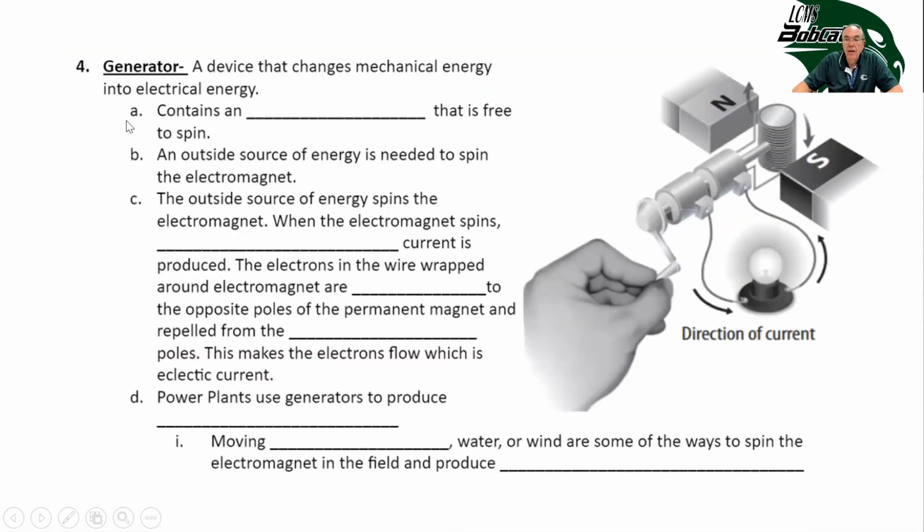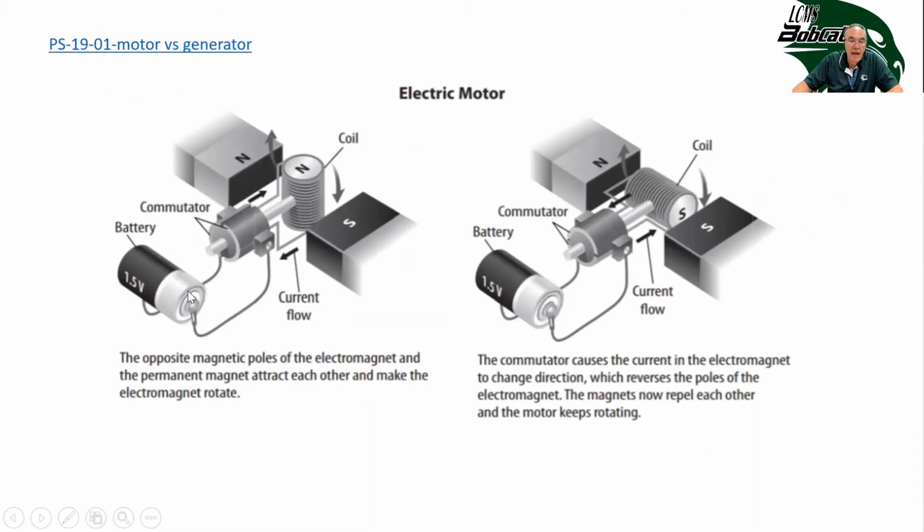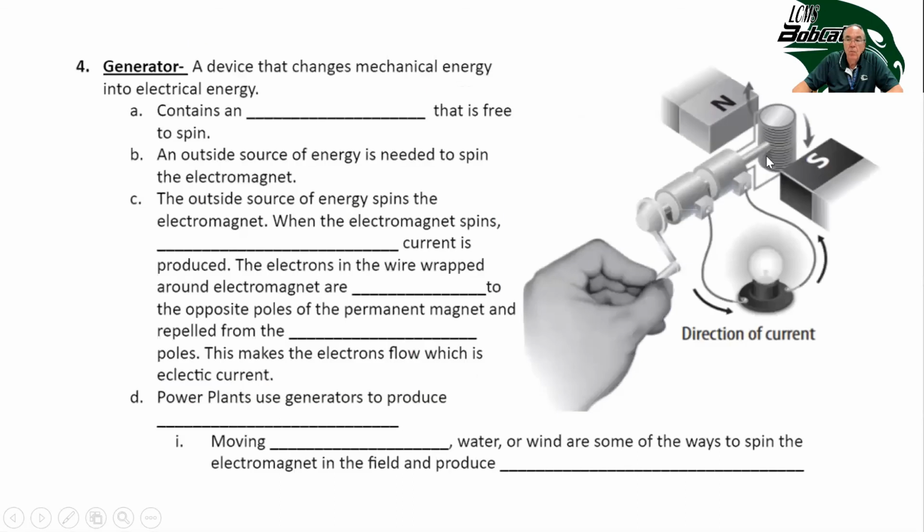Now, an electric generator has all the same pieces that a motor does. The difference is, with a motor, you have the electricity, and that makes the electromagnet turn. With the generator, you turn the electromagnet, and it makes the electricity. Remember, whenever there's a wire that can carry current inside of a magnetic field, if it's turning, the electrons in the wire are going to try and get to the opposite poles. So they're going to start flowing through the wire. As they flow through the wire, they make electricity.